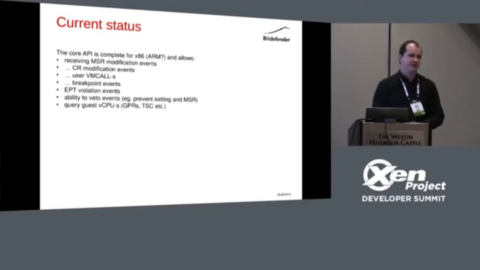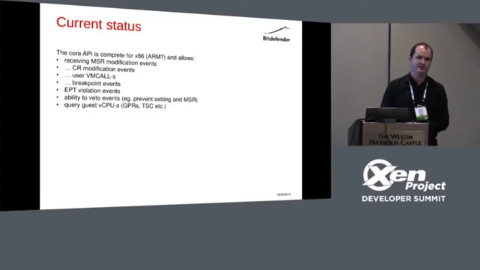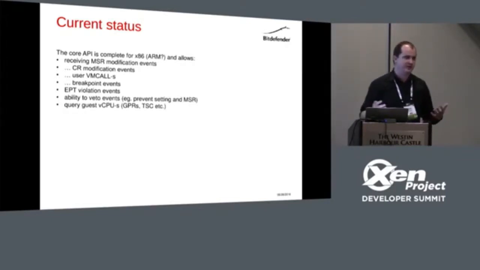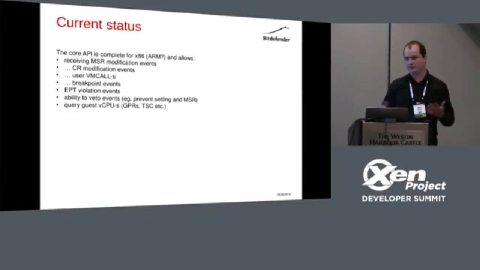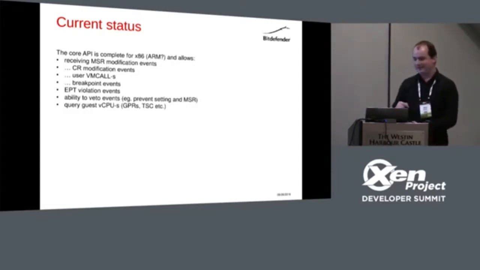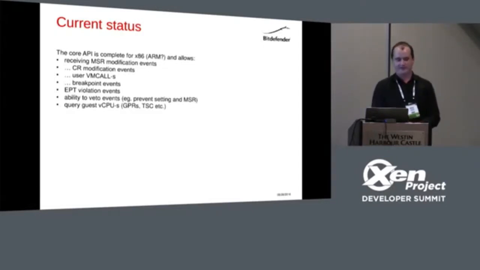So the current status of the API is fairly complete. For what we need, everything is in place. At least for x86, we have some people working on ARM, but I don't really know the status there. The basic API allows to trap and receive notifications when an MSR, a programmed MSR, gets modified, a control register gets modified. It allows the ability for code inside an introspected VM to call to the introspection application. It allows to receive breakpoint events, EPT violation events, and it also gives the ability to veto.